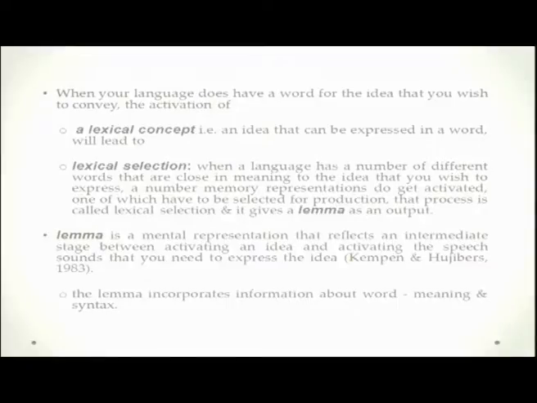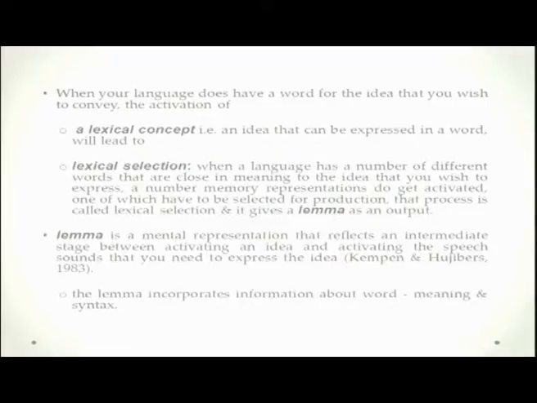So lexical selection is basically when a language will have more than a number of different words that are close in meaning to the idea that you want to talk about. You will need to select one of them to be able to talk about that. Now, for example, you have these memory representations. All of these are getting activated, one of which has to be selected for production. Only one of these you will select for really speaking. The process is called lexical selection. So you came to lexical concepts, you activated so many of them, then you selected one of them. So you achieved a lexical selection.